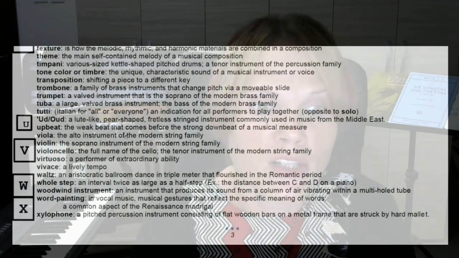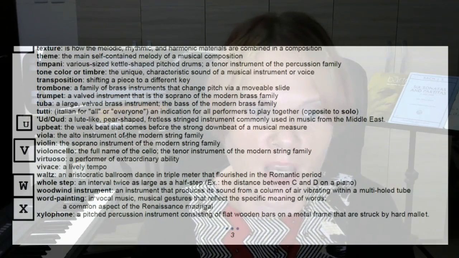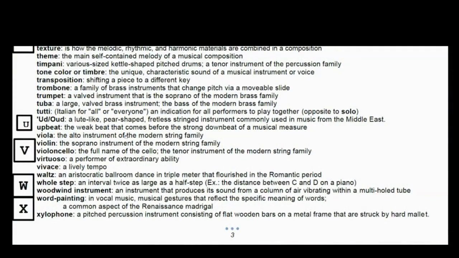Waltz, an aristocratic ballroom dance in triple meter that flourished in the Romantic period. Whole step, an interval twice as large as a half step. This is a whole step between Do and Re because it consists of two chromatic steps. Right? Another name for the full step or the whole step is a tone, or a major second as an interval.